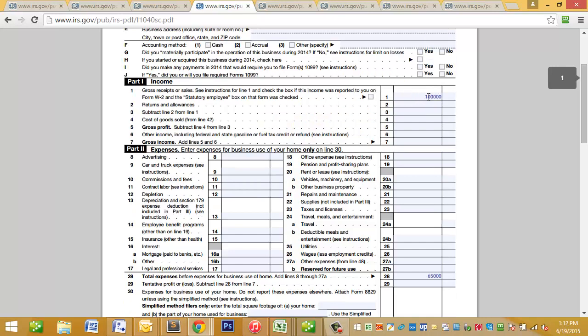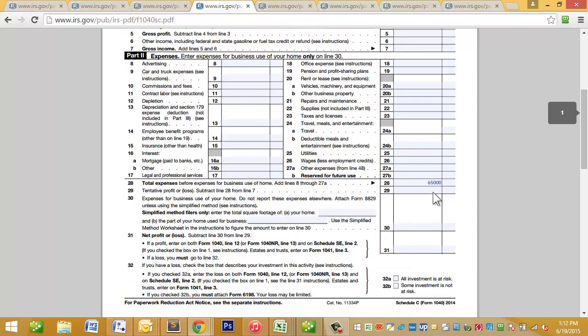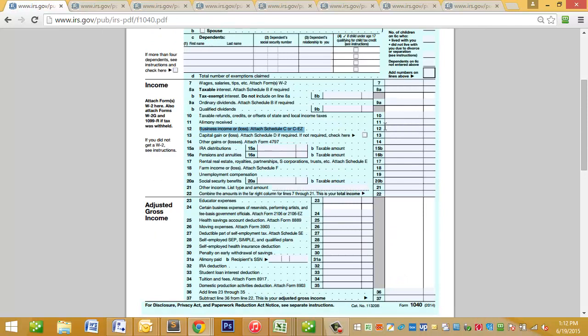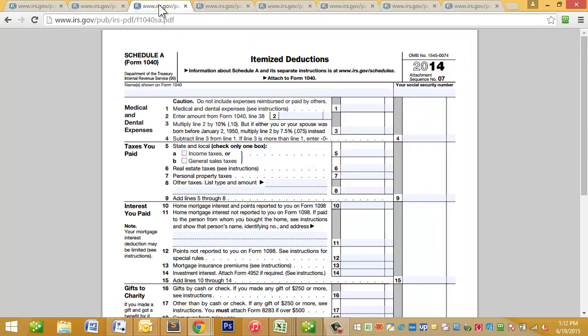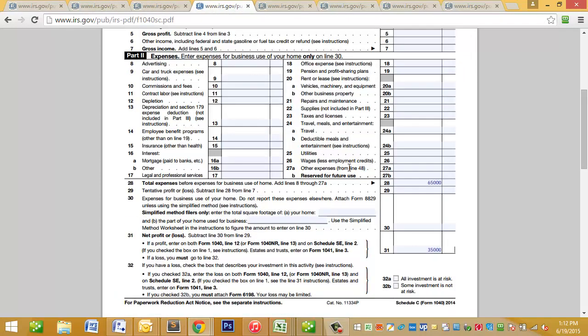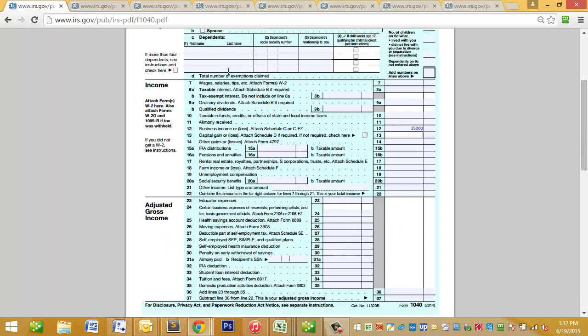So what that would mean is 100,000 gross, 65,000 in expenses. Line 31 is going to be 35,000. That's going to be your net income. So on your 1040 form then, on line 12, that's where your 35,000 would go. Pretty easy, right? Just taking the money from the explanation of how much money you earned and then transferring it over here.